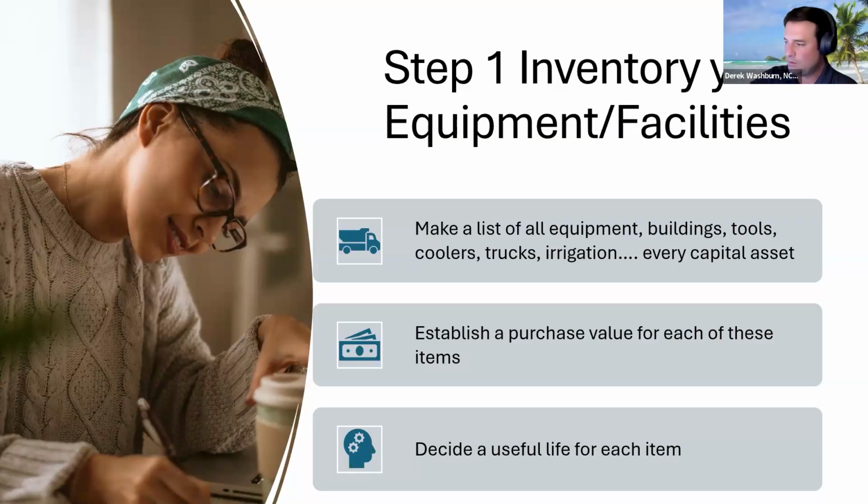So do this: make a list, and then establish a purchase value for each of these items. If you file your taxes, this is something maybe you already do, and maybe you already have a list of, and that might be something you could utilize in this process. And the third thing you're going to have to do is decide a useful life for each item. I'll show you the nuances of the tool. There are going to be some more decisions you have to make. This is the basic one before you download the tool.